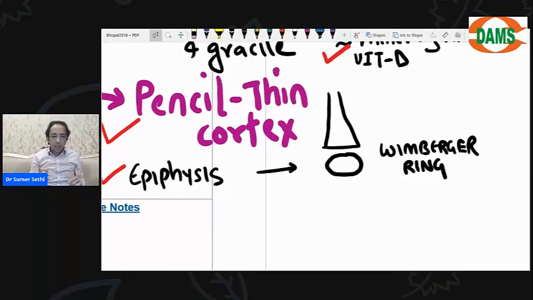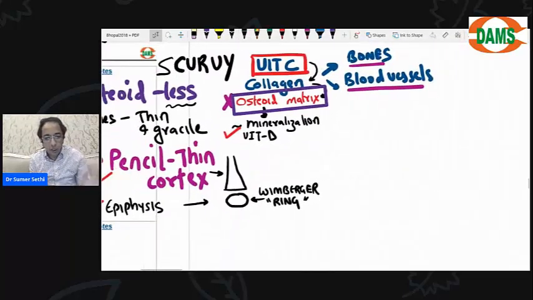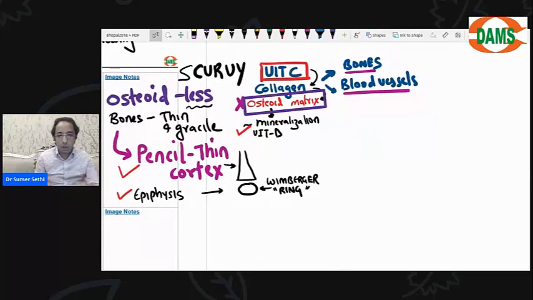Now see, again understand, if the bones are thin, on X-ray you will only see the margins of the bone, and if the epiphysis is thin, you will only see the margins of the epiphysis. If you see the margins of the bone as if somebody has drawn with a pencil, we'll call it pencil thin cortex. And if you see prominent margins of the epiphysis, it is called Wimberger's ring. Everybody understands? Okay. Now let's see if you can understand an answer. It is slightly complicated, but if you try to understand, you will not have to mug it up.